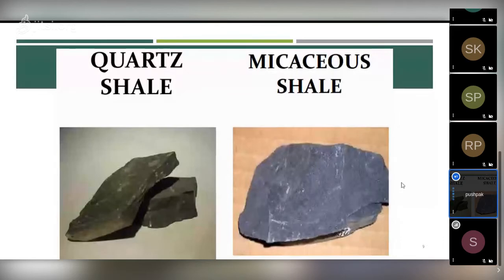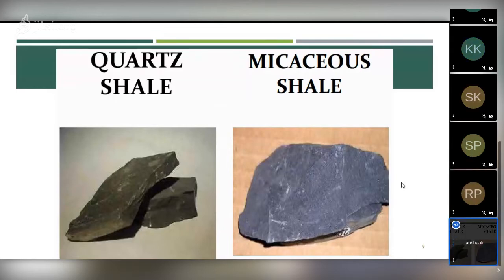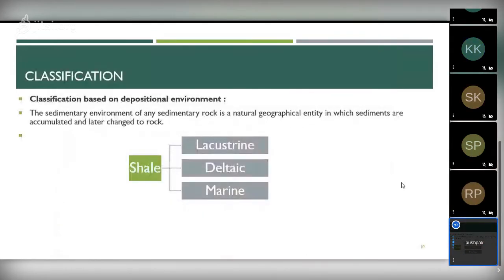Next, that is fourth, it is classified on the basis of depositional environment. The sedimentary environment of any sedimentary rock is a natural geographical entity in which sediments are accumulated and later changed to rocks. Three depositional sedimentary environments are recognized, namely continental, transitional, and marine.